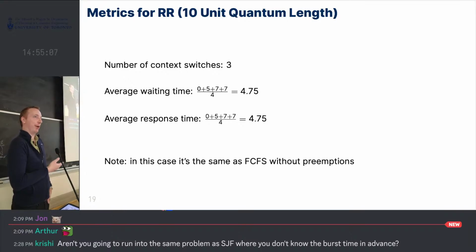Our average waiting time actually goes slightly down. With quantum length 1, our waiting time was 5.5. Now it's slightly better, but our average response time is kind of garbage now. It's 4.75, which is way worse than 0.75. And this is just first come, first serve without preemptions.